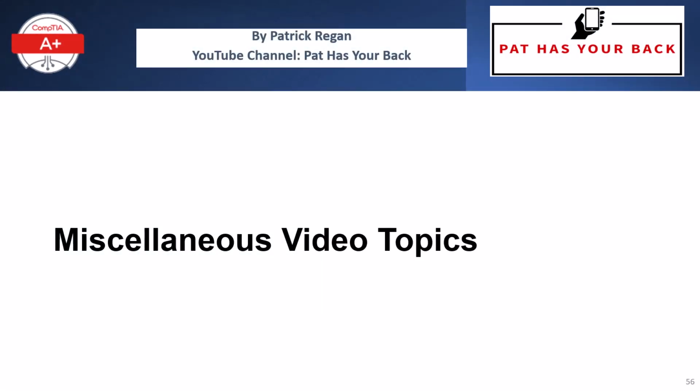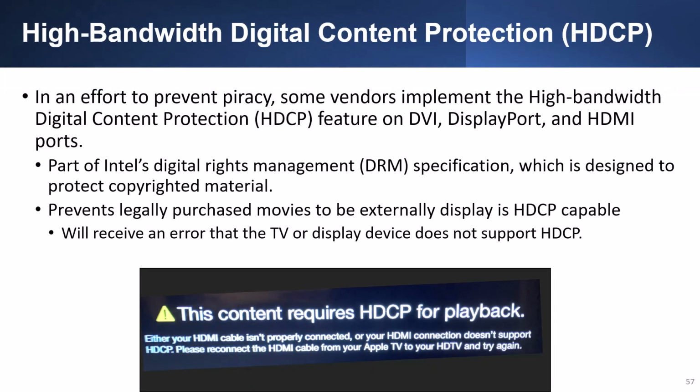Let's discuss some miscellaneous video topics. In an effort to prevent piracy, some vendors implement the High-bandwidth Digital Content Protection, or HDCP, feature on DVI, DisplayPort, and HDMI ports. This is part of Intel's Digital Rights Management, or DRM, specification, which is designed to protect copyrighted material by preventing legally purchased movies from being displayed on a device that is not HDCP-capable. If it is not, you'll receive an error that the TV or display device does not support HDCP.